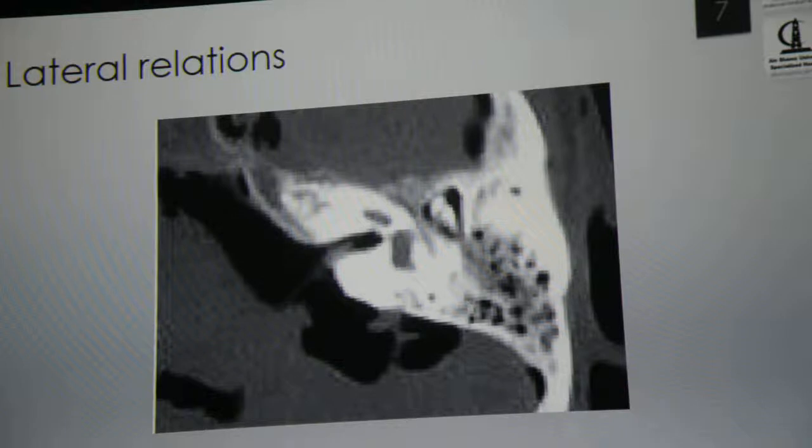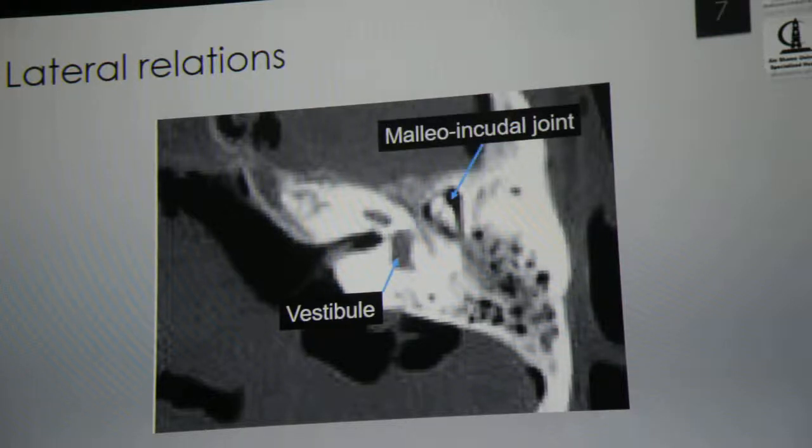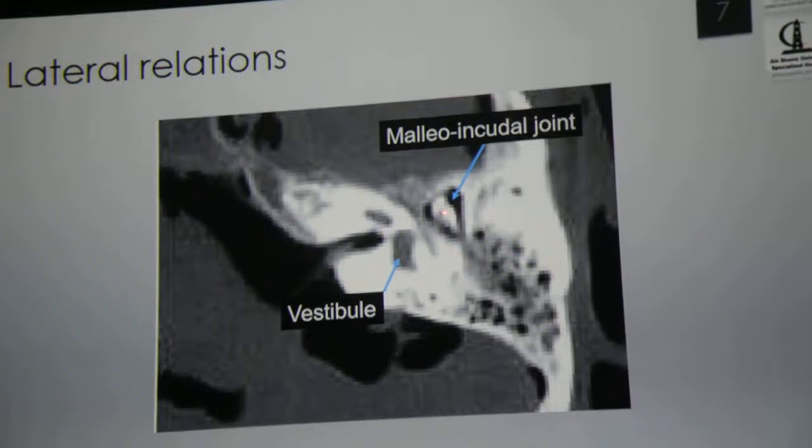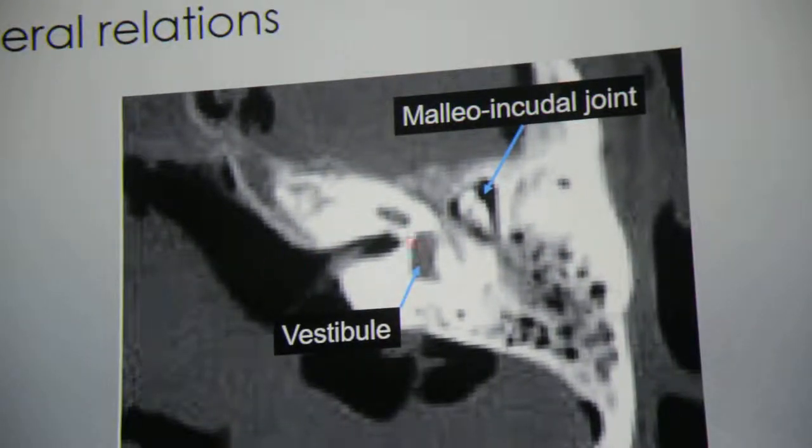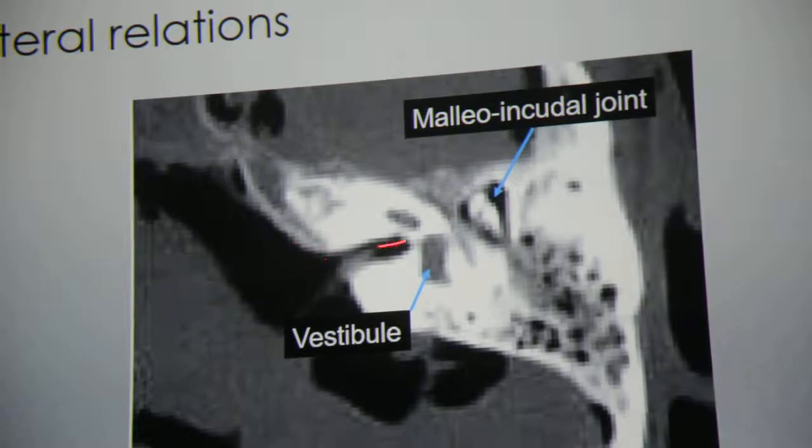What are the true relationships of the internal auditory meatus with these landmarks؟ اول حاجه vestibule. ايه علاقه الفيستيبيول بالانترنال auditory canal؟ The vestibule is just lateral. شايفين حجم الفيستيبيول بالنسبه لحجم الانترنال auditory canal؟ يبقى the vestibule is related at its anterior ends to the internal auditory canal. دي نقطة مهمة جدا. Just lateral we have the medioincaudal joint. يبقى عندي vestibule وعندي medioincaudal joint. كلهم in a straight line.